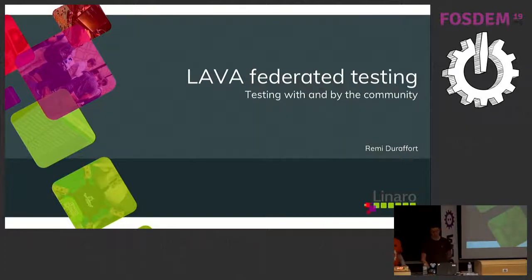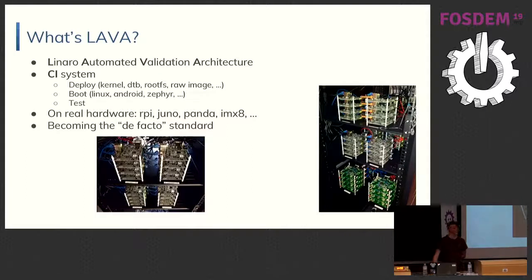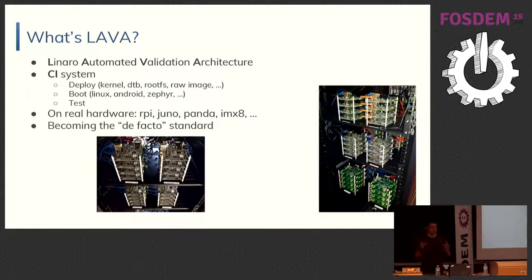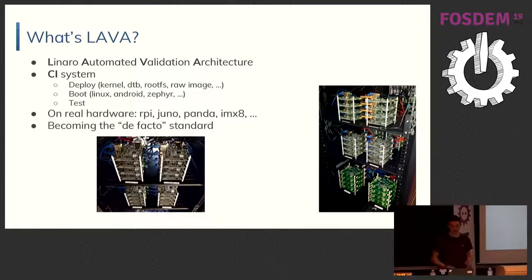So the first thing to explain is what Lava is, because I guess you don't know what it is. Lava stands for Linaro Automated Validation Architecture. It's a CI system, so the goal of it is to test your software on specific hardware, like Raspberry Pi, Juno, PandaBoard, or things like that. So you take, for instance, Linux that you compile and you want to test it, or you have some software that you want to test on real hardware. Lava will help you to deploy the software on the hardware, boot the hardware, and then run the test. It's more or less becoming the de facto standard for a CI system on real hardware.